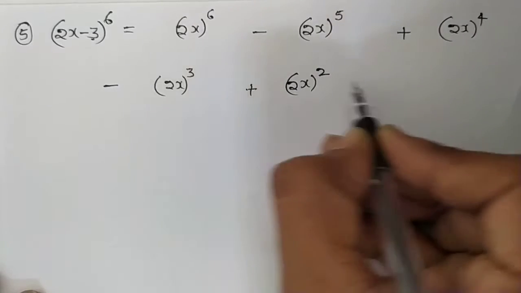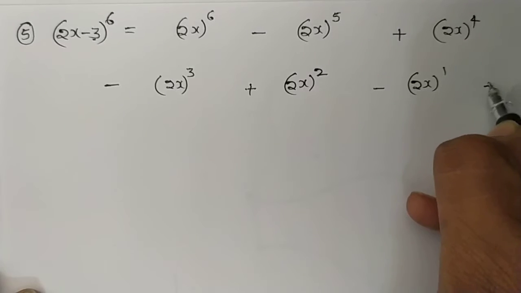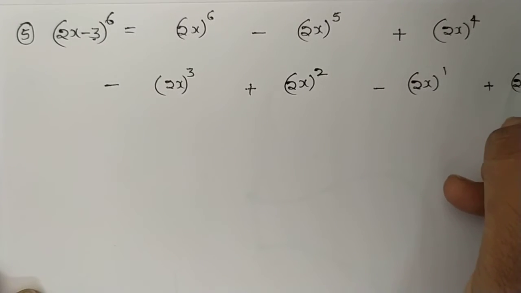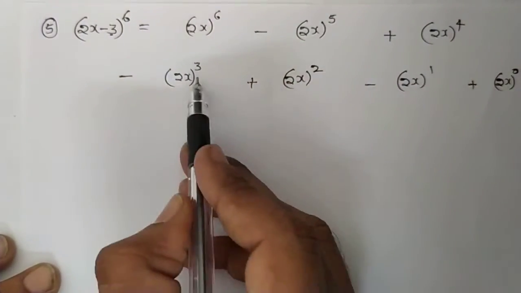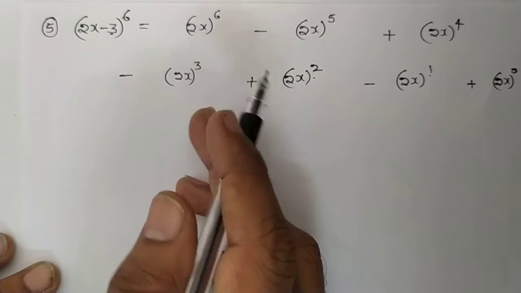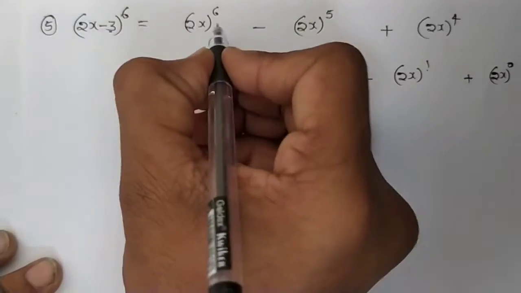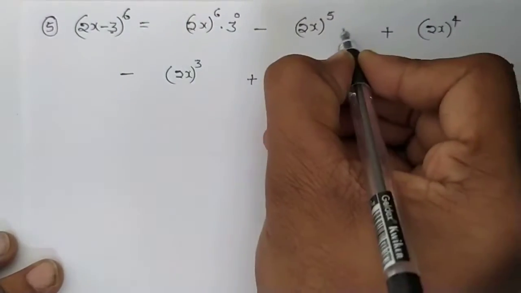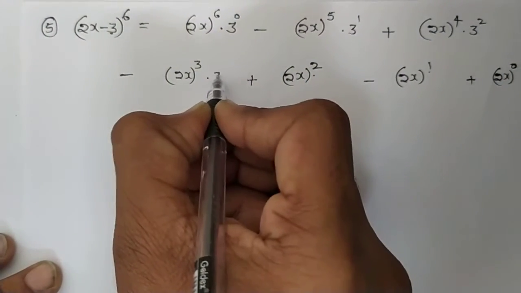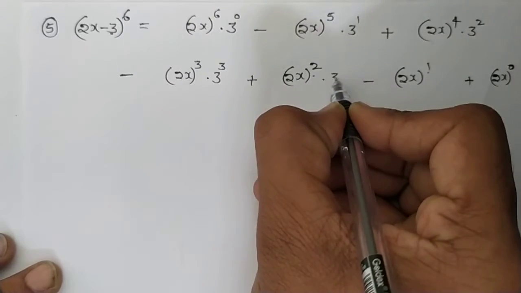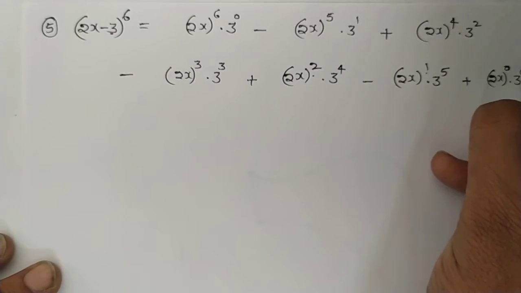whole square plus then minus 2x whole power 1 minus then plus 2x whole power 0. 6, 5, 4, 3, 2, 1, 0. It is the first term. What about the second one? The quantity of the second term is decreases. 3 power 0, 3 power 1, 3 square, 3 cube, 3 power 4, 3 power 5, 3 power 6.